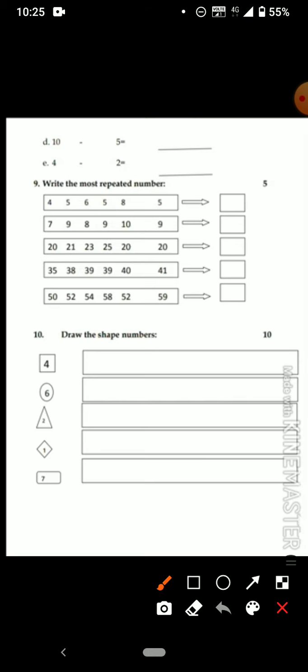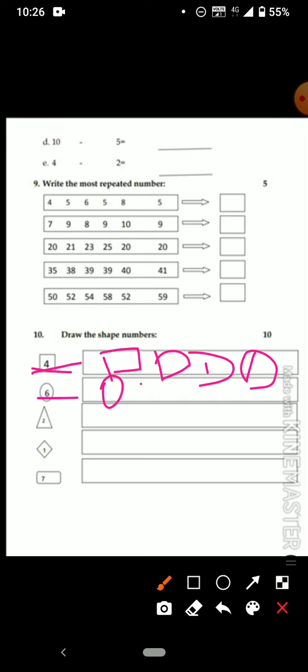A circle, you know, is in round shape. Oval means it is in egg shape. The ball shape we call a circle, the egg shape we call an oval. And triangle. They have asked to write 4 triangles, 3 squares, 4 and 6 circles, etcetera.